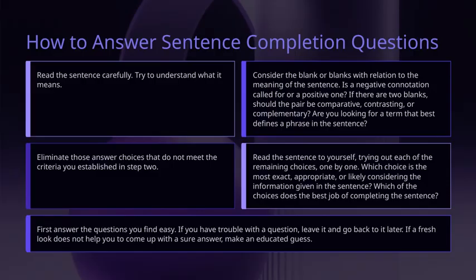All right, let's talk through how to approach sentence completion questions effectively. First, make sure to read the sentence carefully and really try to understand what it means. This helps you get a clear sense of what kind of word or phrase will fit best. Next, eliminate answer choices that clearly don't meet the criteria you've established from your understanding of the sentence. This narrows down your options and makes the process more manageable.